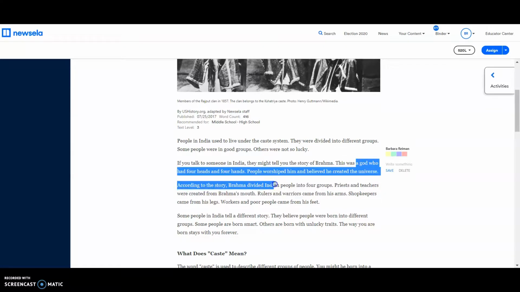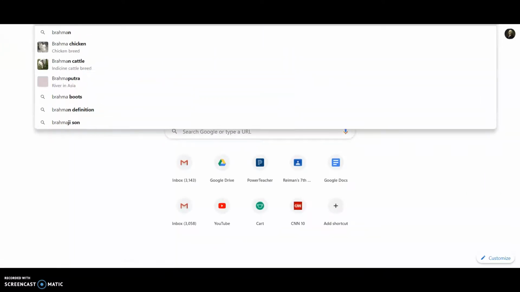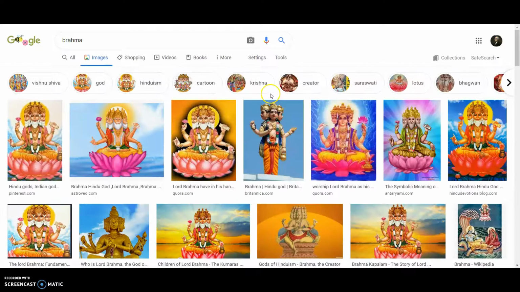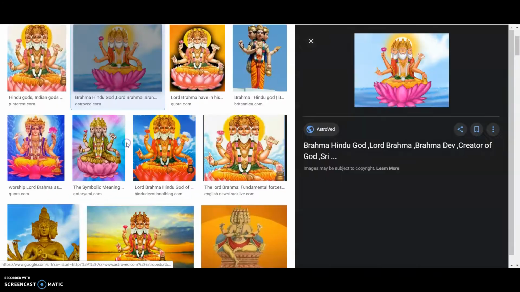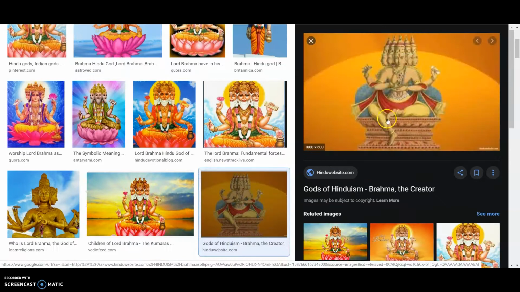It's a god with 4 heads and 4 hands. Looks like this. This guy right here. This is Brahma. This is their main god. This is what he looks like. He has 4 heads, 4 hands. Looks like just 2 feet. No, he has 4 feet. 2 feet. This is another picture of Brahma here.